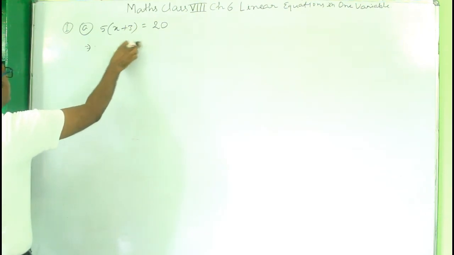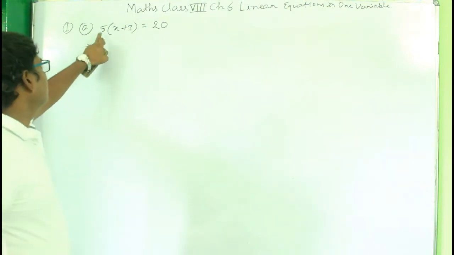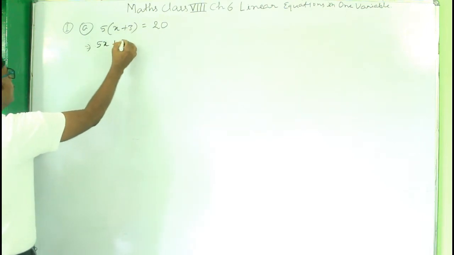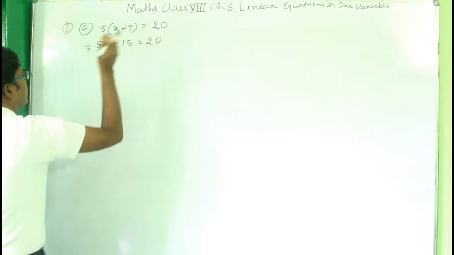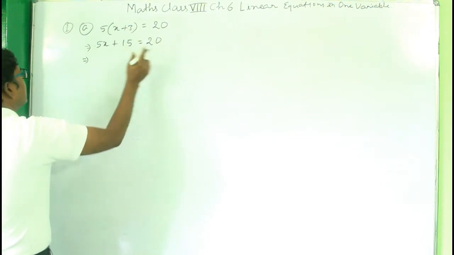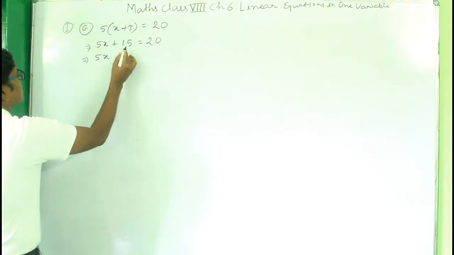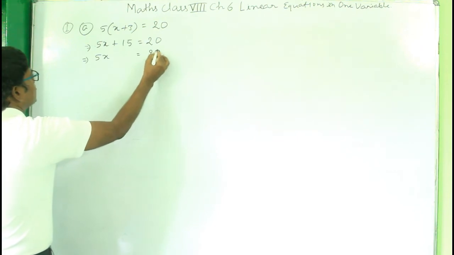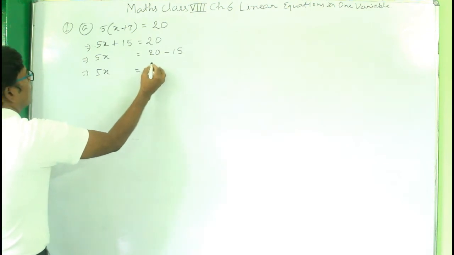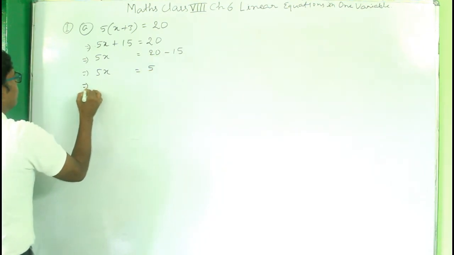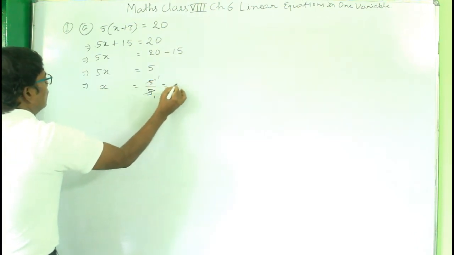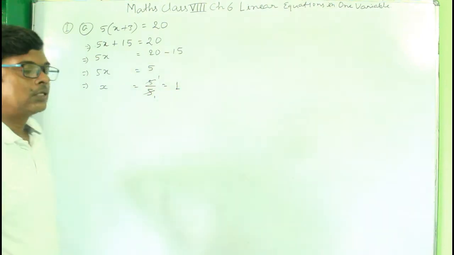So here first you will open this bracket. This is 5 here, and 5 into x equal to 5x, and 5 into 3 equal to 15, equal to 20. Now the next step is you will transpose this 15 to this side. When this 15 goes to this side, it will be minus 15. Then 5x equal to 20 minus 15, which is 5. Then what is x equal to? x equal to 5 by 5. So the answer is 1, x equal to 1.